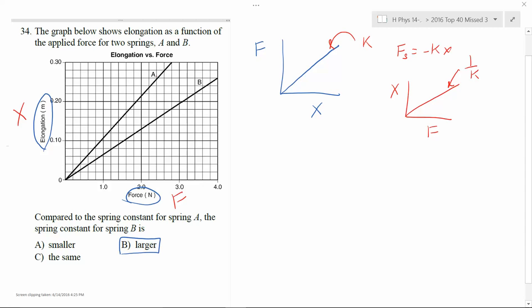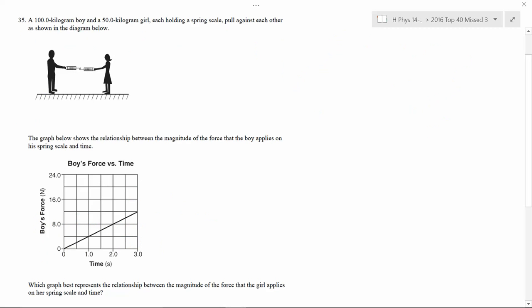So while most people think A has a larger spring constant, it's actually B because the slope is less steep because they did x versus F instead of F versus x. My condolences. 35. It's a large question, so I'll scroll.